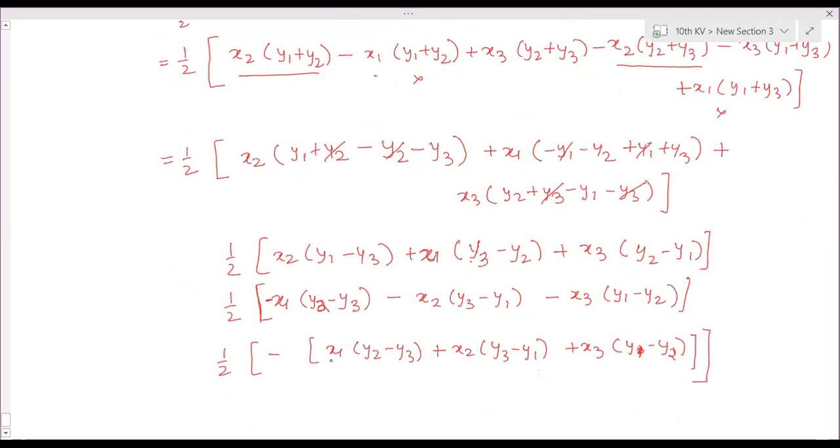So this value cannot be negative. Area of a triangle cannot be negative. So therefore we are substituting the absolute bracket. Whatever answer you are getting, you have to write only the positive value. So therefore it is x1 into y2 minus y3 plus x2 into y3 minus y1 plus x3 into y1 minus y2. This absolute sign bracket you have to write, because the triangle area cannot be negative. That is the reason. Clear? Are you able to understand how that formula came? Yes, ma'am.